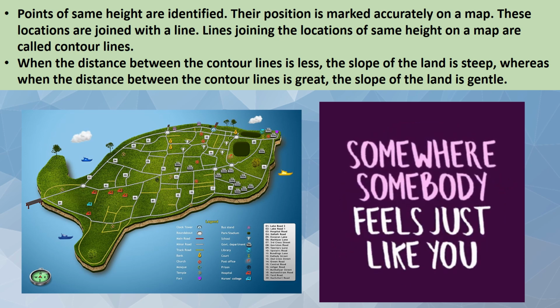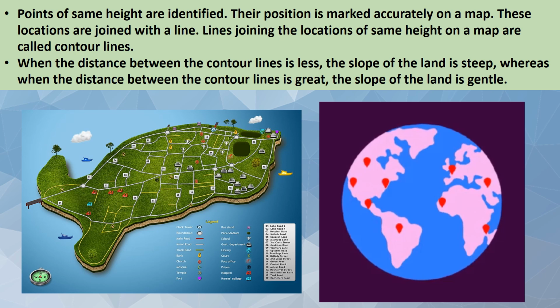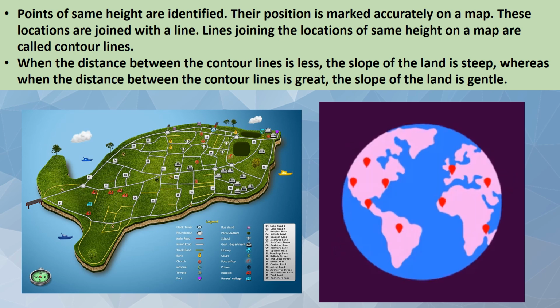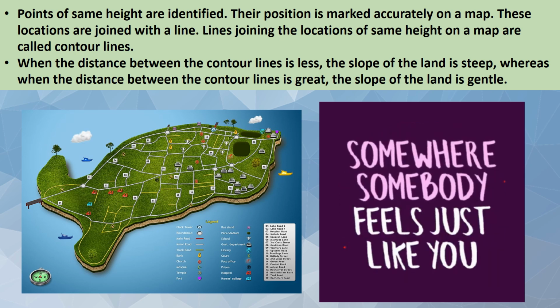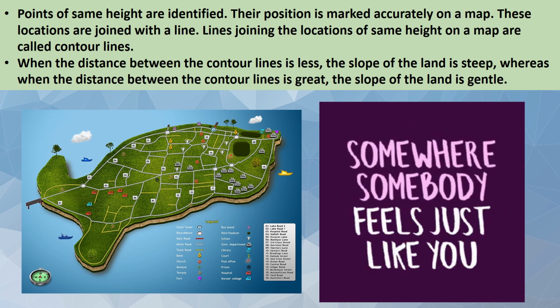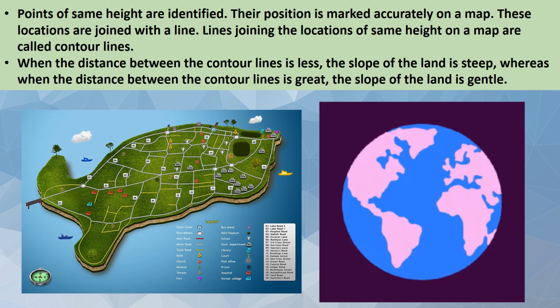We need to remember that when there is less distance between the contour lines, the slope is steep, whereas if the distance is great, that is large, then the slope is gentle.